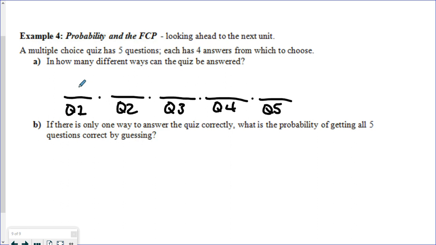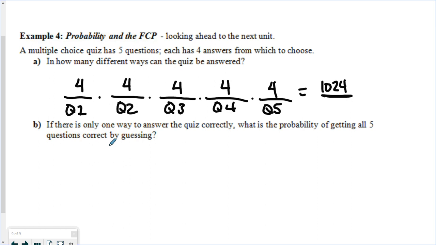So for question 1, there are 4 possible ways to answer it. Question 2, 4 possible ways. Question 3, 4 possible ways. Question 4, 4 possible ways. And question 5, there are 4 possible ways to answer it. So there are actually 1,024 different ways to answer that test. We could put in A, C, B, C, A, or something like that. There are so many different ways to answer the test, over 1,000.